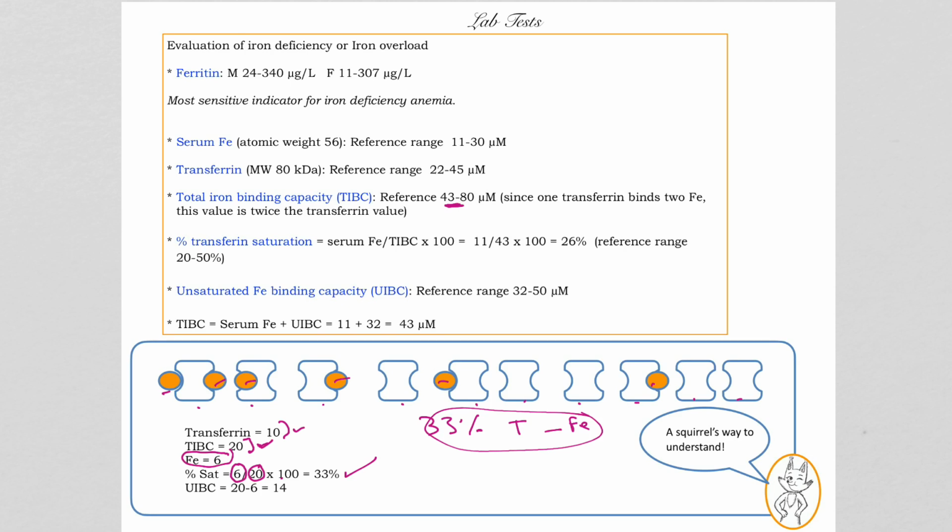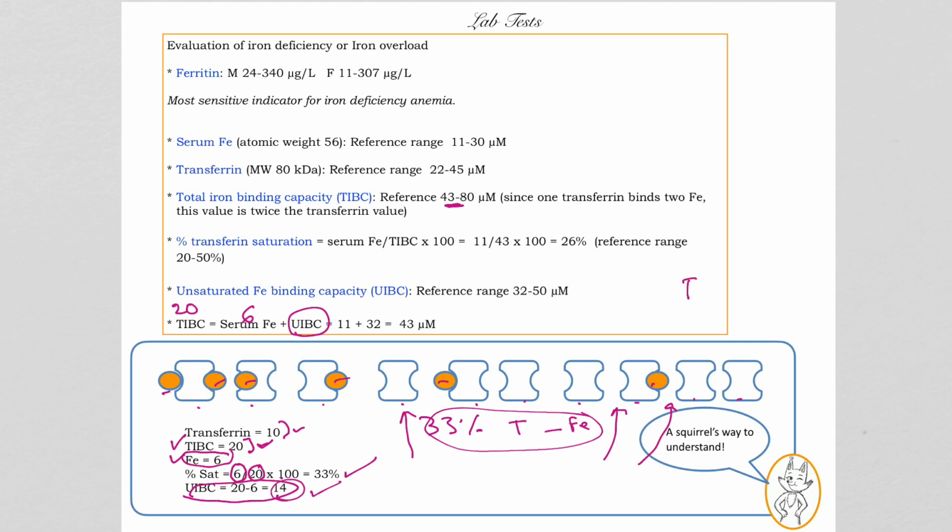So UIBC, remember there are 20 sites, okay, 6 are bound. So there are 6 bound, there's 20 TIBC. So UIBC is just 20 minus 6, and that comes out to be 14. And that's called the unsaturated iron binding capacity. That means how much more iron can be bound in case your iron levels go up. Do you have enough transferrin to bind that iron?